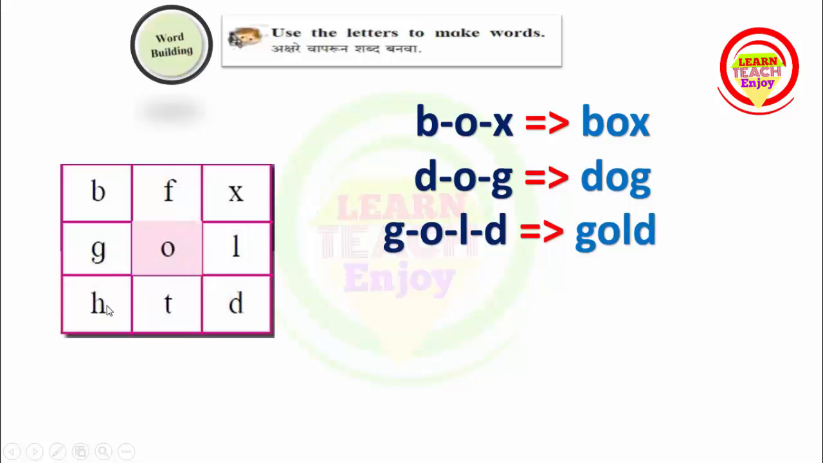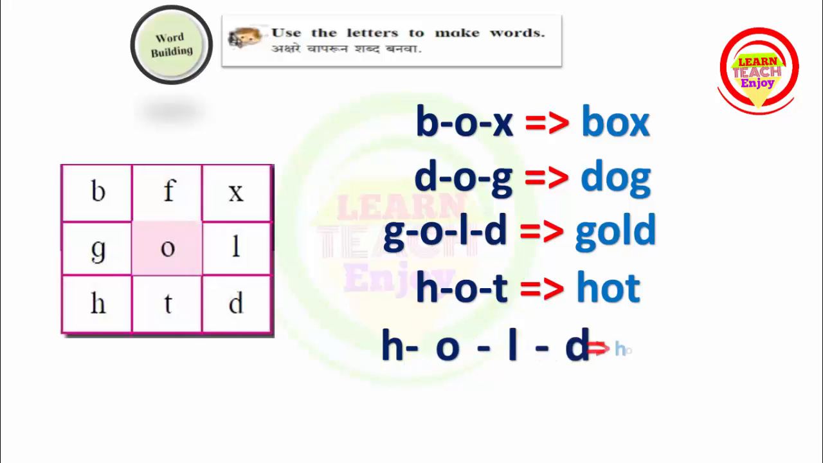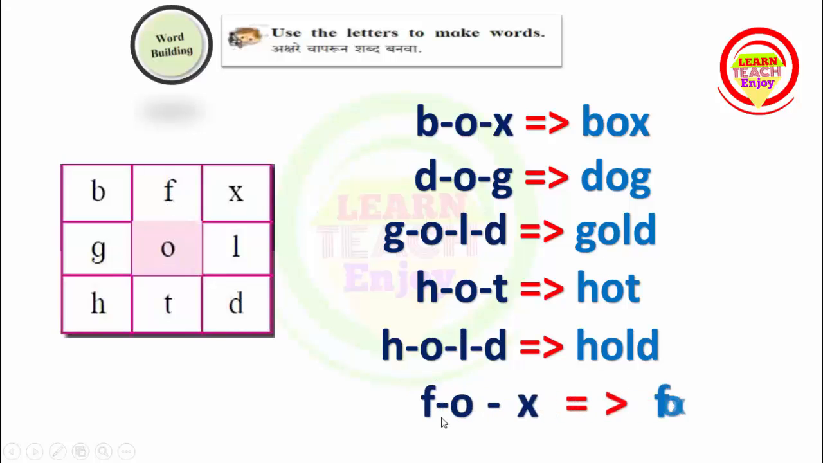Then next H-O-T, hot. Hot means garam. So we can write here H-O-T, hot. Then next H-O-L-D, hold. Hold means dharne. So we can write here H-O-L-D, hold. And then last try F-O-X, fox. Fox means kolha. Like this you try to make other meaningful words.